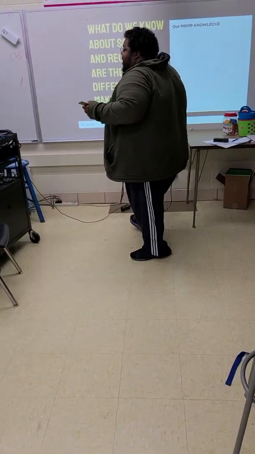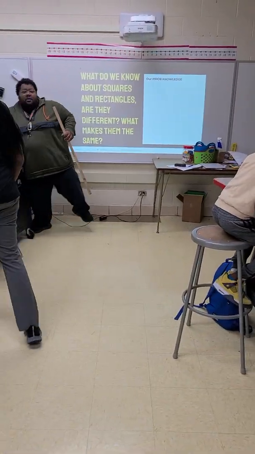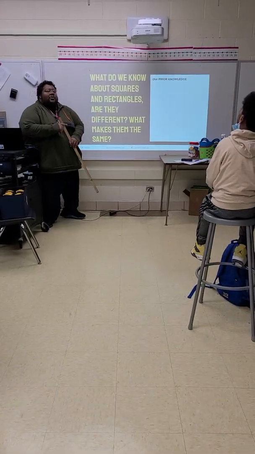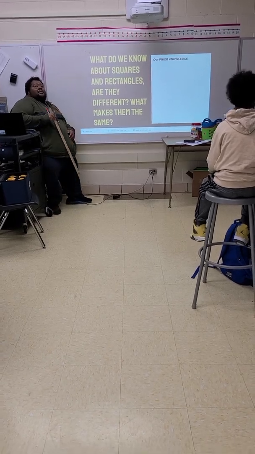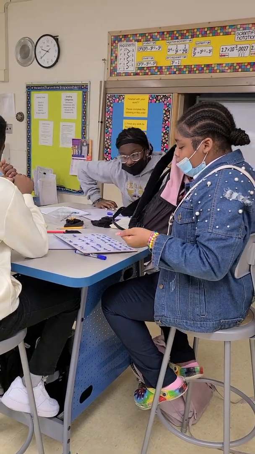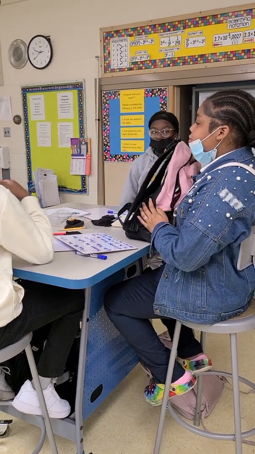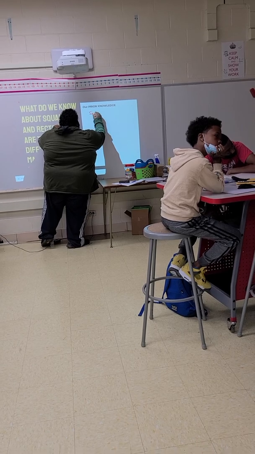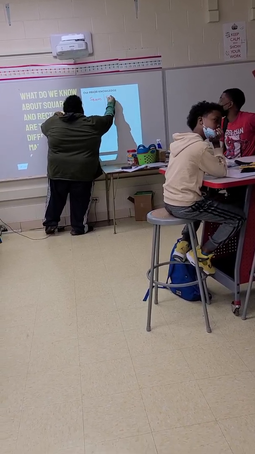All right, let's bring it back in. 5, 4, 3, 2, and 1. What do we know about squares and rectangles? They both got 4 sides. Good. So, squares. Rectangles.